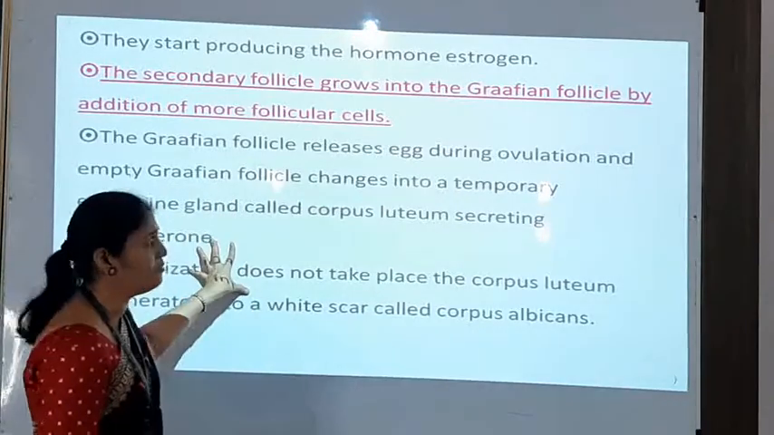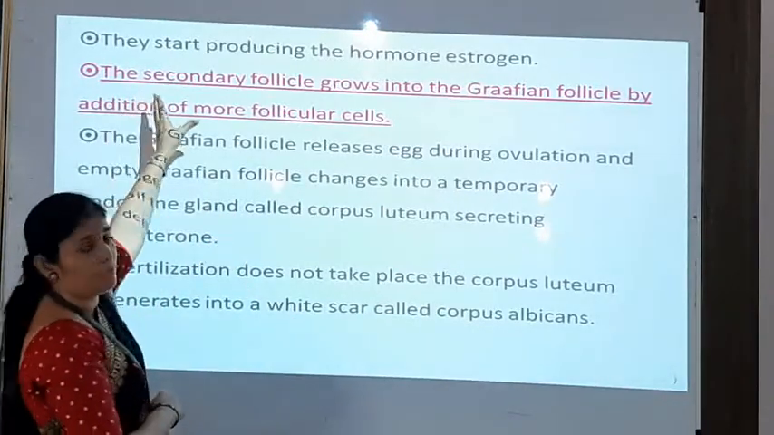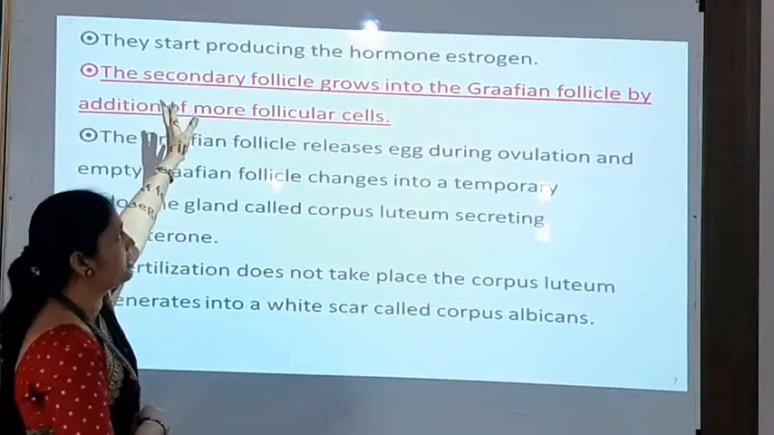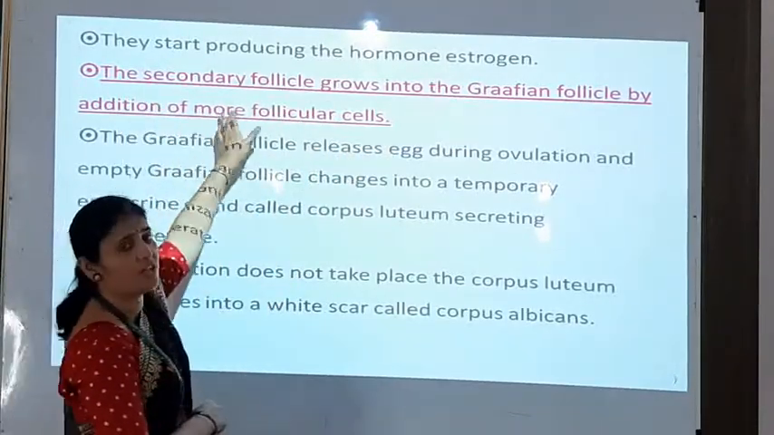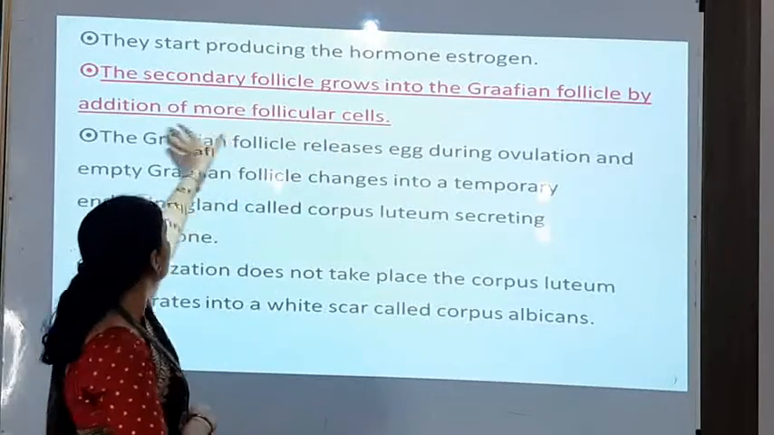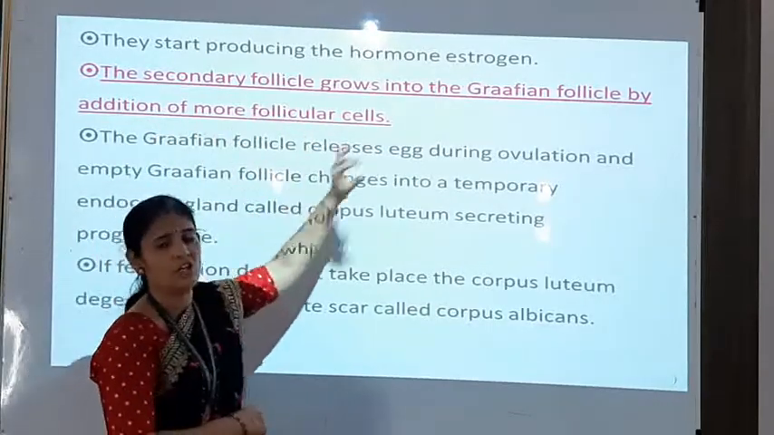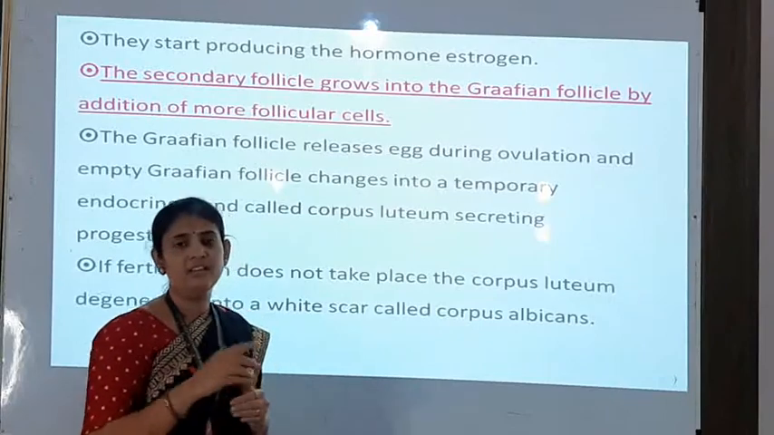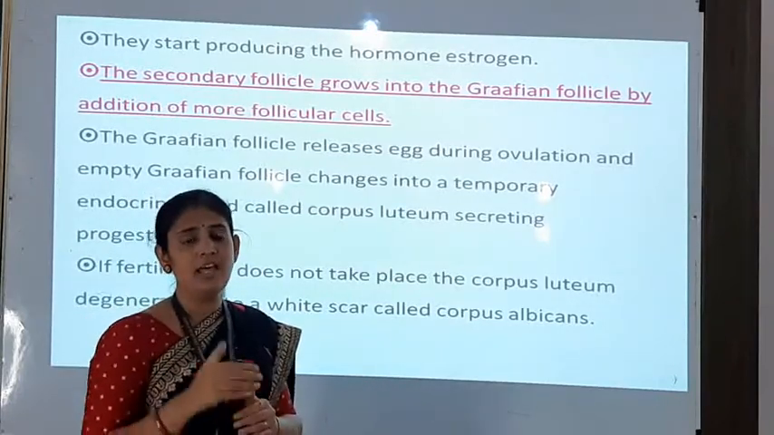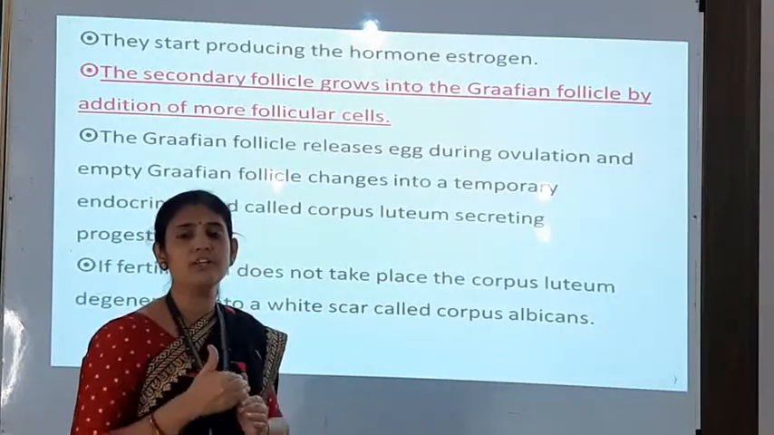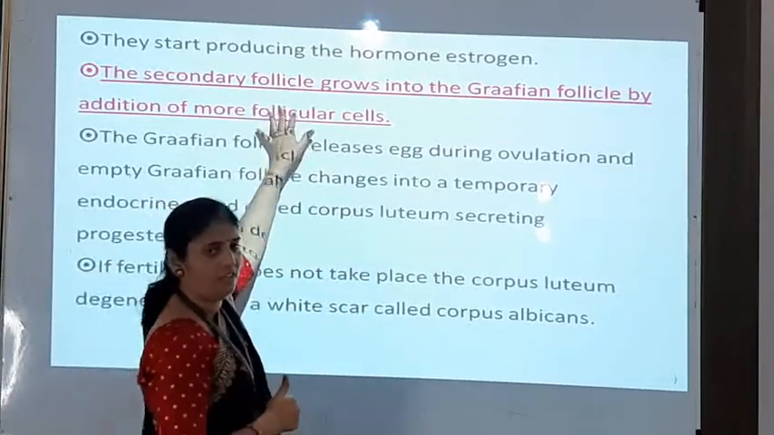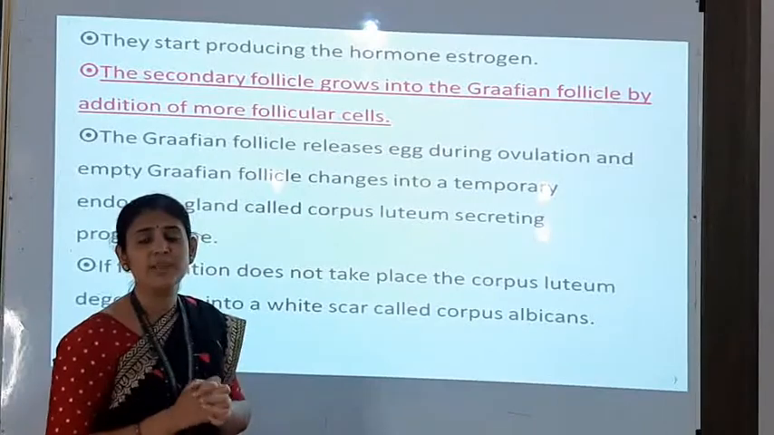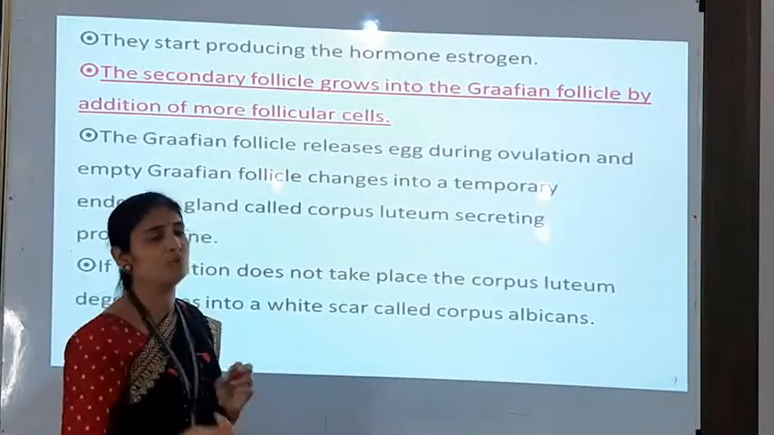So once again, coming to the point, the secondary follicles are forming the hormone estrogen, and the secondary follicle grows into a Graafian follicle by addition of more follicular cells. Day by day, in every menstrual cycle, there is development of primary into secondary, secondary into tertiary, and tertiary into Graafian. These changes take place per month during the menstrual cycle.